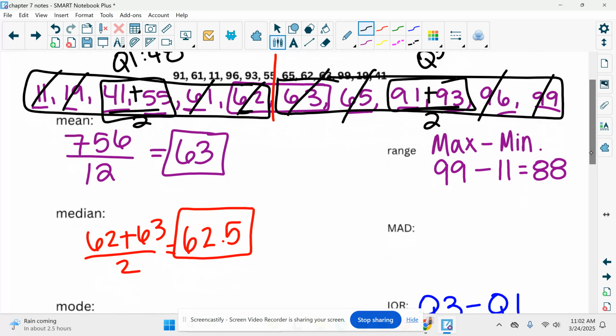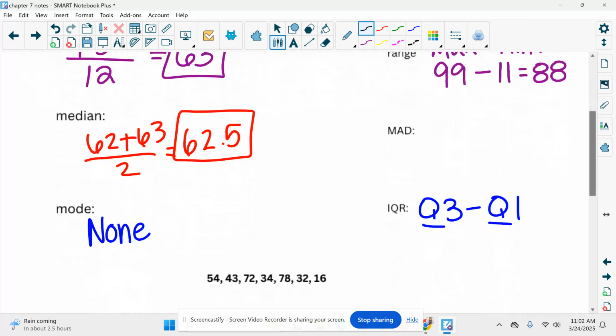So I can plug it in. 92 minus 48 gives me an IQR of what? 44.